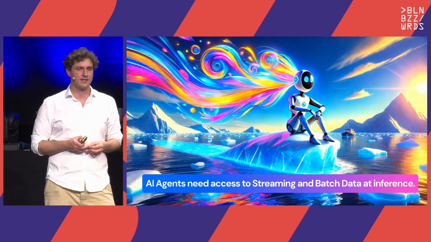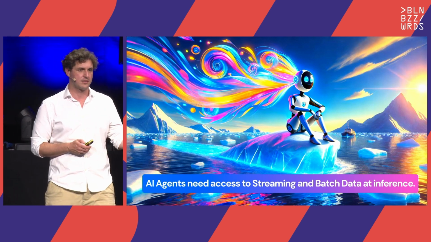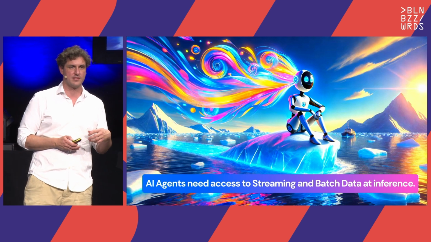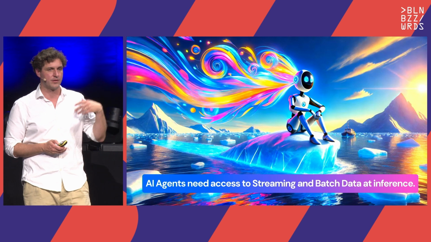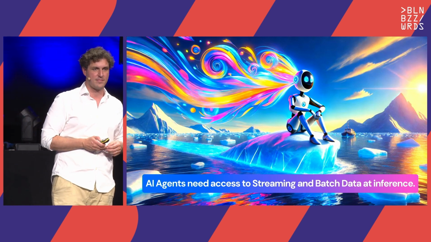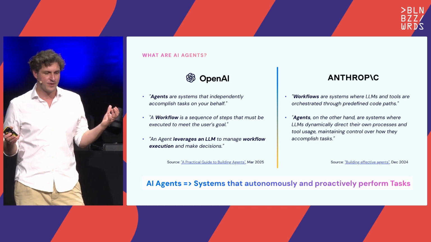AI agents, from our perspective, really need access to streaming and batch data at inference to lead to a good result, to basically get the full context of the environment, all the data that you have, in order to trigger actions at inference, ideally at low latency. So what are AI agents in the first place?